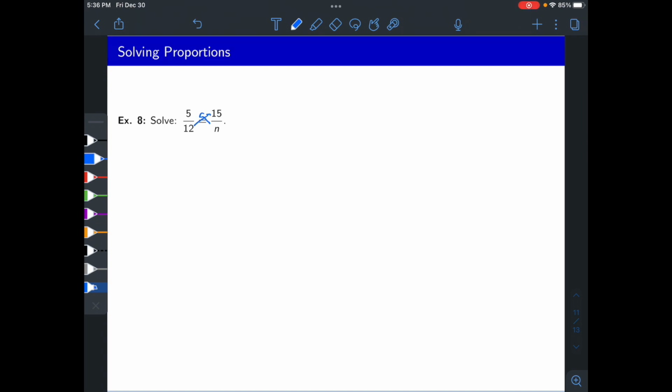Cross multiply, you get 5n is equal to 15 times 12, and then you divide both sides by 5. It's the same as multiplying by a fifth, right? Get rid of the 5, and then you get 15 times 12 over 5. 15 divided by 5 is equal to 3, so n is equal to 3 times 12, which is 36. Okay, so that's a perfectly fine way of doing that one. Let me show you another.